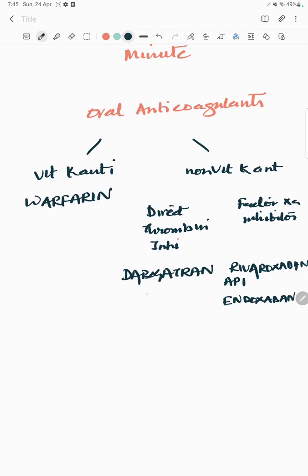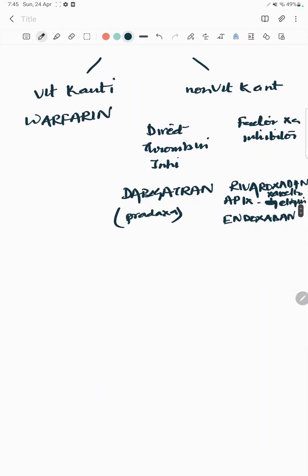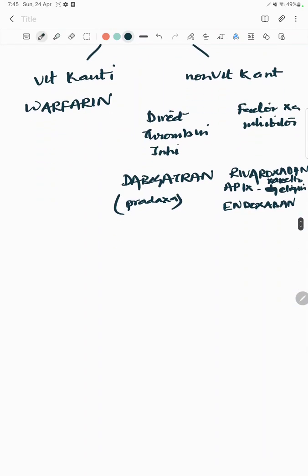Dabigatran is also known as Pradaxa, and Rivaroxaban is also known as Xarelto. Apixaban is also known as Eliquis. Endoxaban is not so much in use. The most frequently used amongst these are Dabigatran, Rivaroxaban, and Apixaban. So we'll deal with each of these in detail. I'll begin with Warfarin.